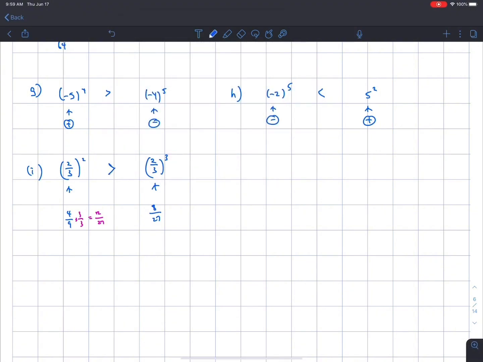So this is a possible pattern. When the base is in between 0 and 1, the smaller the exponent, right? This 2 is smaller than 3, the smaller the exponent, the bigger the value.